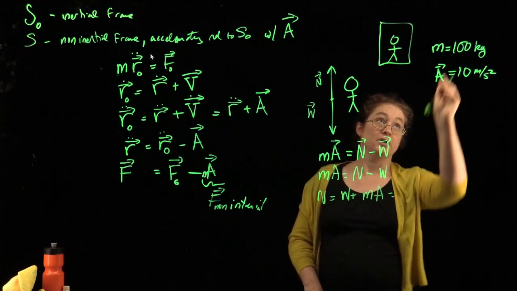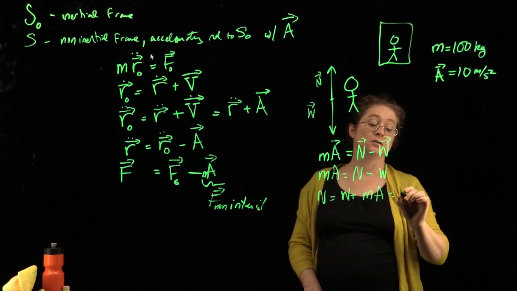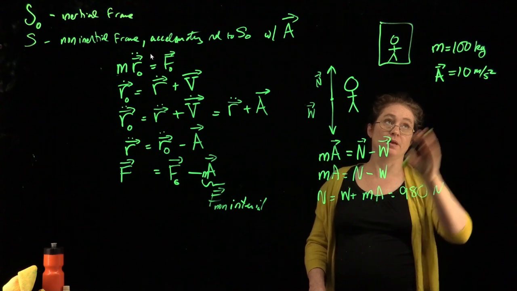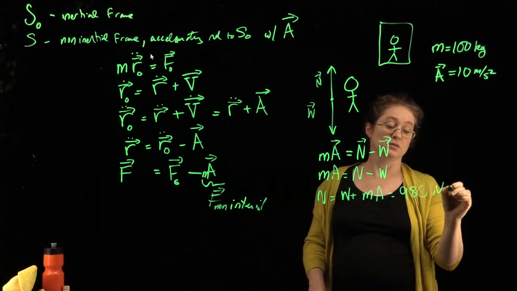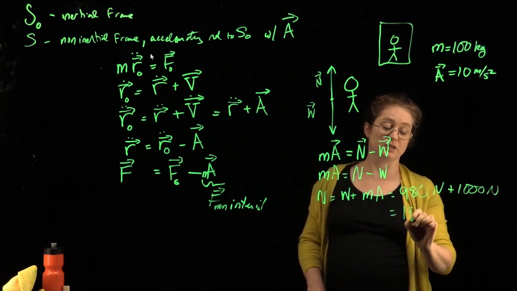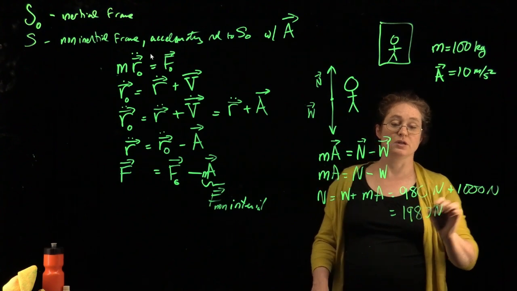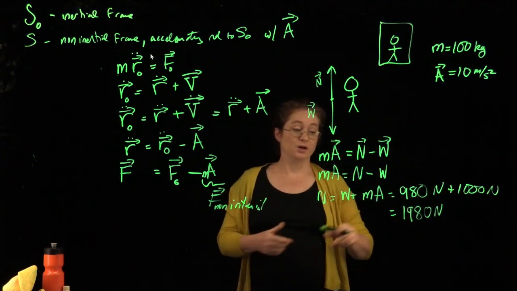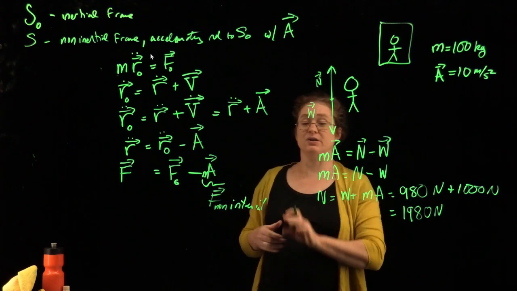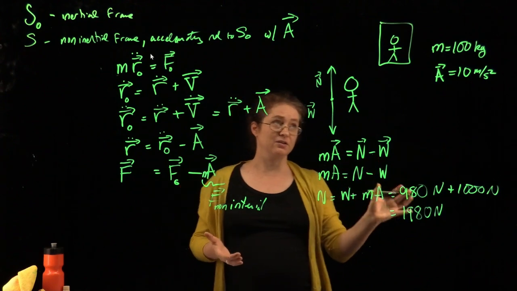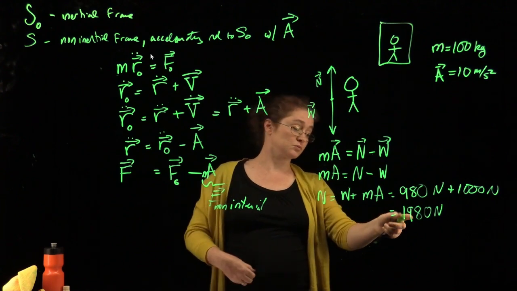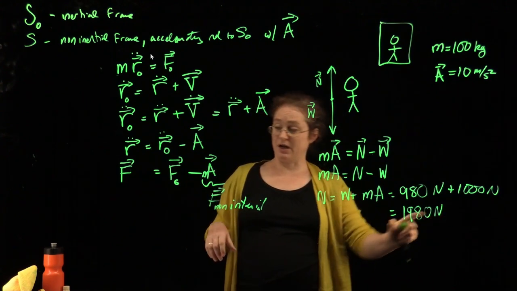So this would be mg, 980 newtons, plus ma, 1,000 newtons, and the scale would actually read 1,980 newtons instead of your actual weight, 980 newtons. So if you are standing on a scale on an elevator, because you have to accelerate too, you are going to read a higher weight.